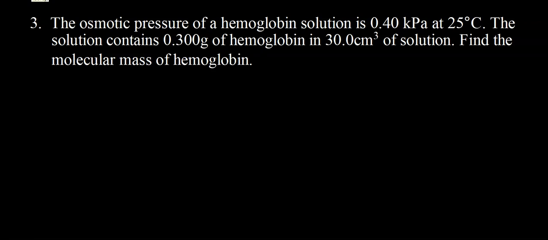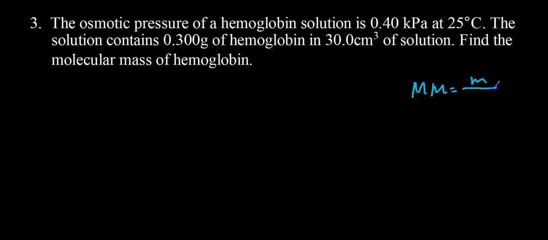All right, let's try a different one. The osmotic pressure of a hemoglobin solution is 0.40 kilopascals at 25 degrees Celsius. The solution contains 0.300 grams of hemoglobin in 30.0 cubic centimeters or milliliters of solution. Find the molecular mass or molar mass of the hemoglobin. So again, we have a situation where we're trying to find molar mass. So let's jump to the very end. We don't know the molar mass of hemoglobin, and so we're asked to find that.